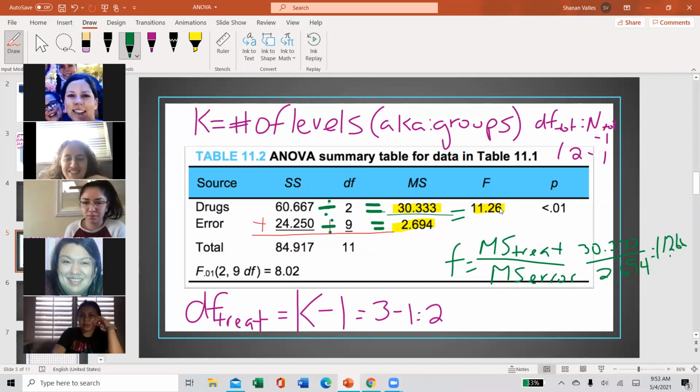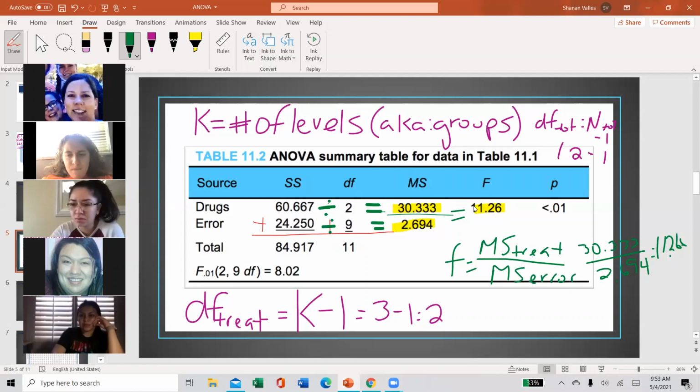I just kind of like these source tables. They're just kind of cool. Whoever thought of this is like, oh wow, that's fun, right? You can add up those two columns, divide across, and get those values, and then just divide those last two, the MSs, to get your F.